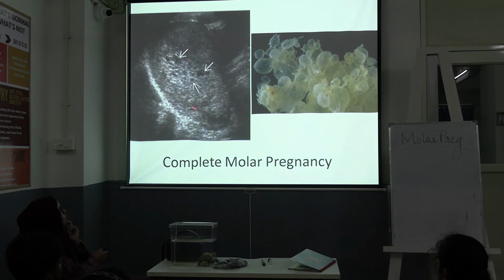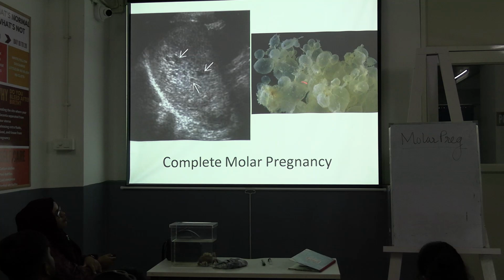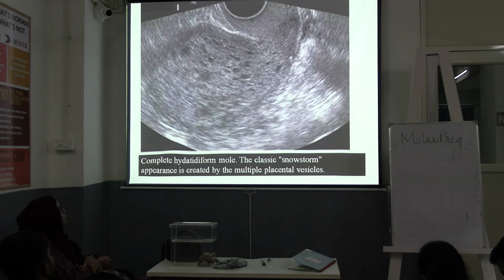This is the USG of the complete molar pregnancy. This is known as snowstorm appearance. Snowstorm appearance. And these are the vesicles, clear fluid vesicles, because of the proliferation of the trophoblastic tissue. This is also a case of snowstorm appearance in a case of complete H-mole.